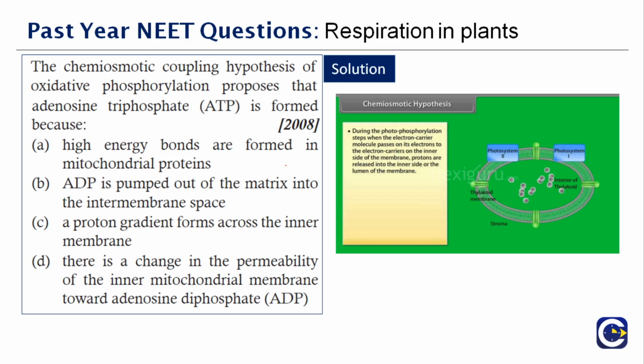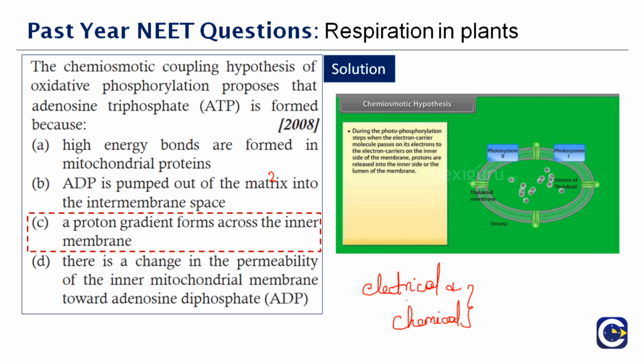The gradient consists of 2 parts: the chemical gradient, or the difference in solute concentration across a membrane, and the electric gradient. So what are the 2 gradients that you can see? Electrical and chemical gradient. Always remember this. And the ions that are involved in it are called the ion gradient. So here the proton gradient forms across the inner membrane. If you see clearly in the picture, they show the electron carriers and the electron which passes. So it is related to the proton gradient forming across the inner membrane. The correct answer is option C.